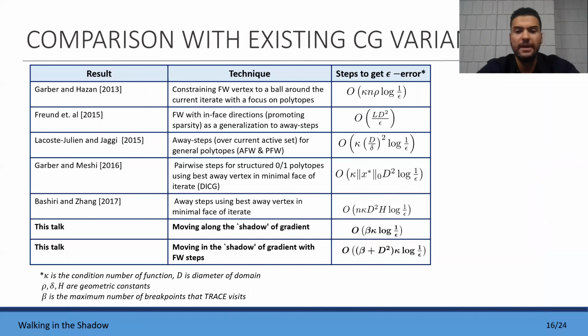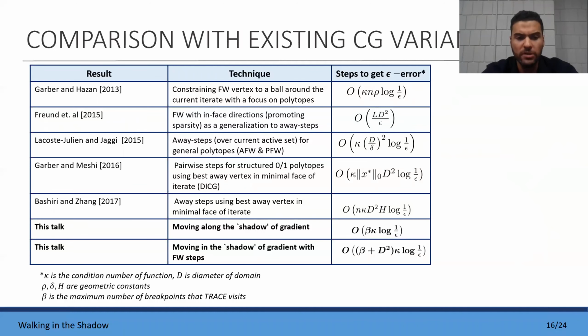So now I just want to take a step back and compare our results with some existing results in the literature. This is a table that summarizes some CG variants, their technique, meaning how they choose their away vertex, what descent directions they choose, etc., and their convergence rate. So first we see that all those convergence rates depend on kappa, which is the condition number of the function. However, for all the CG variants, the rates also depend on some geometric constants. I'll talk more about the geometric constants in the next slide. However, for now, just note that we do not have that dependence in our algorithms.